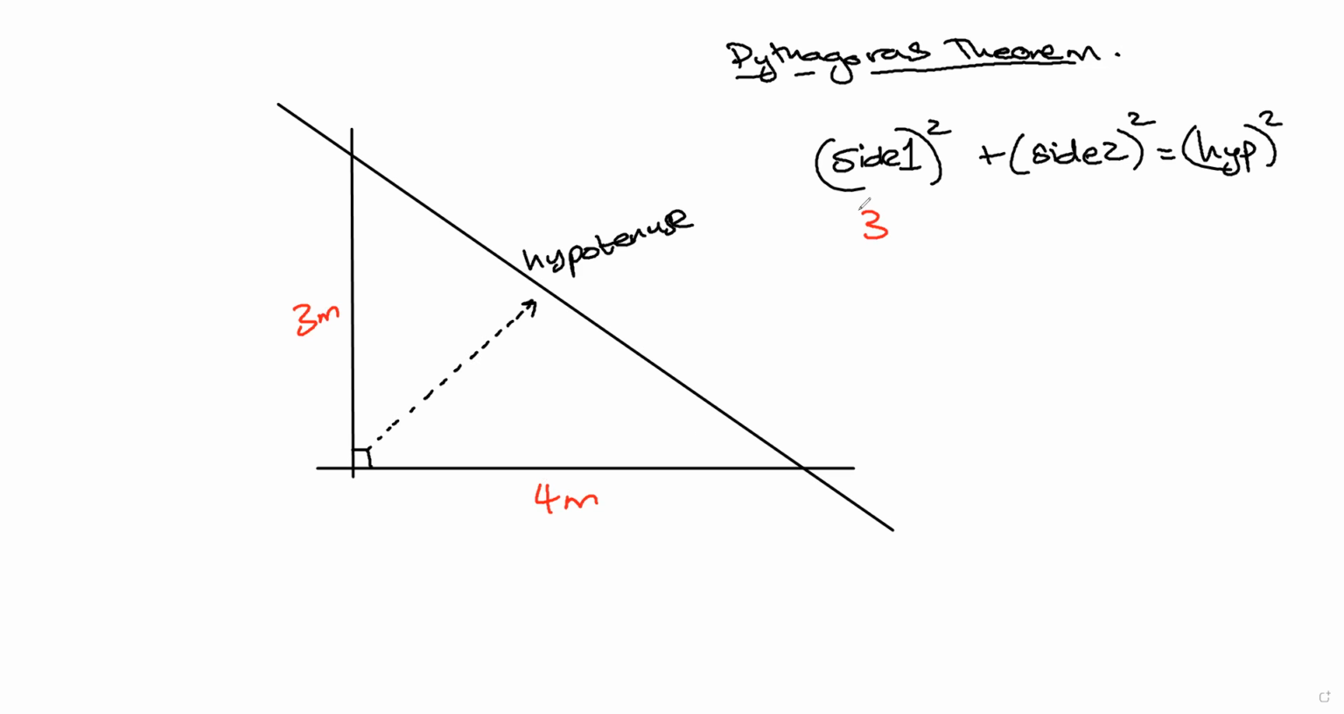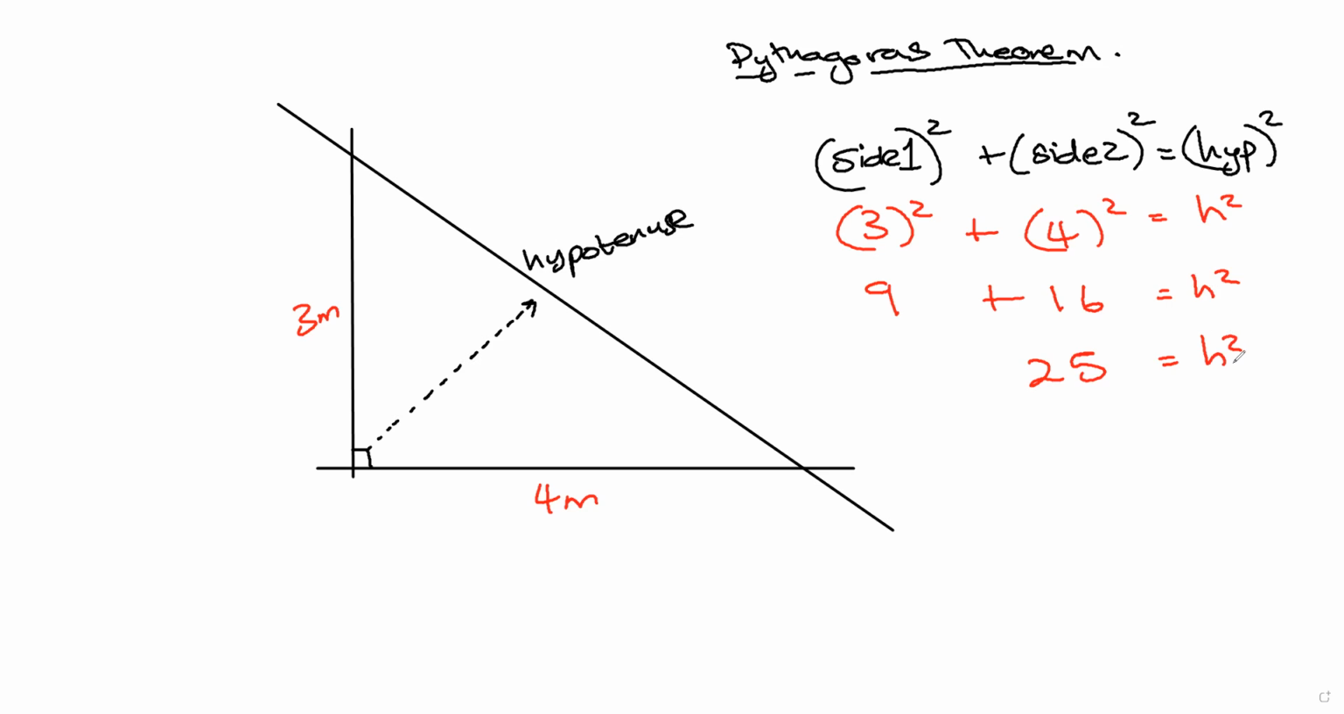So this is going to be 3 squared plus 4 squared. And I can see that's 9 plus 16, which is 25. And all of this is equal to hypotenuse squared. I'm going to call it h squared. So what number times what equals 25? 5, right? So I square root both sides and I get the hypotenuse equal to 5. So this length here will be 5 meters.